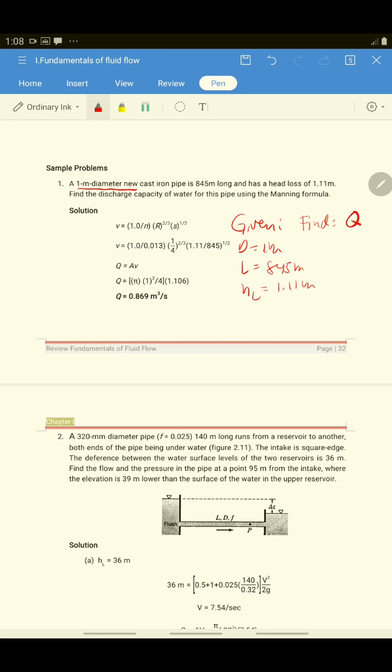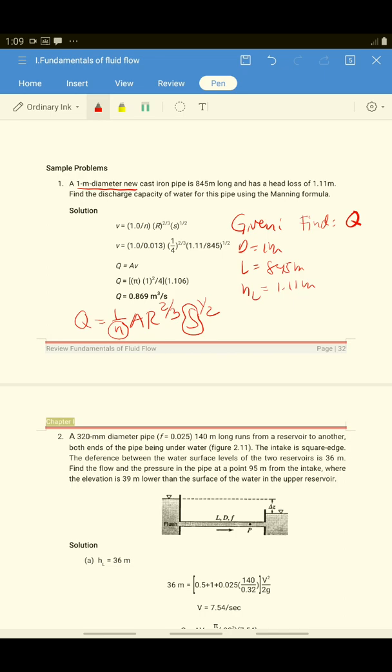discharge Q. Okay. In finding the discharge Q using Manning's equation, you have 1 over N, area, R to the 2/3, S to the 1/2. Looking back to the formula, we need the value of N and we need also the value of S. Because the area and the hydraulic radius will be determined because we have already the diameter, no? So we can use that one.